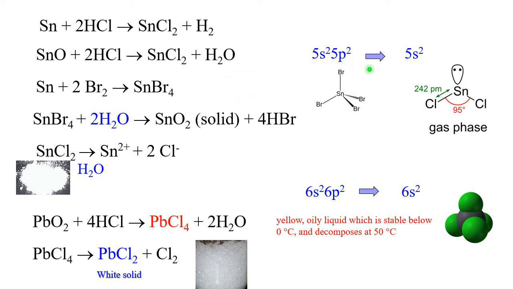However, oxidation state 2+ is more characteristic for tin because the 5s2 group of the Sn2+ cation is relatively stable. So when iodine reacts with tin, you will not have SnI4, you have SnI2 instead.